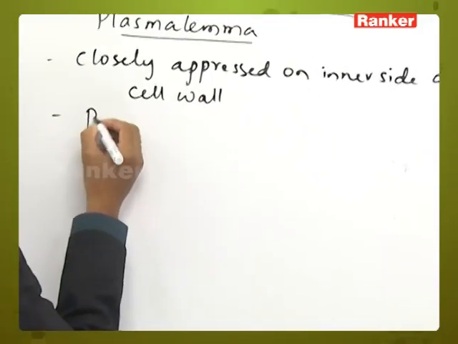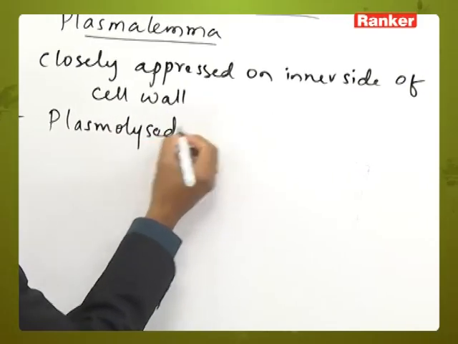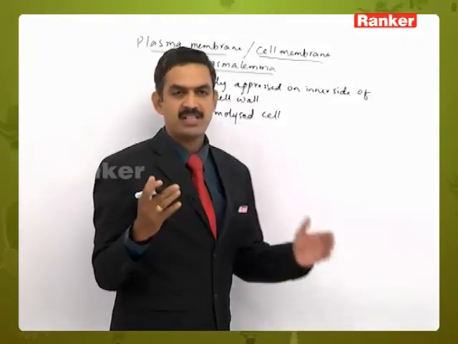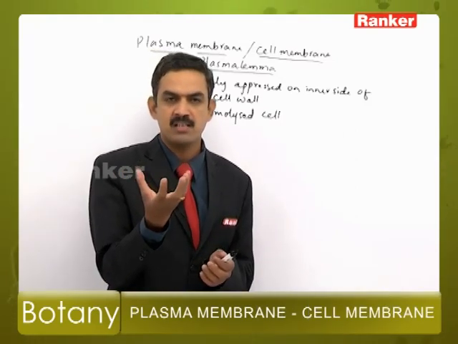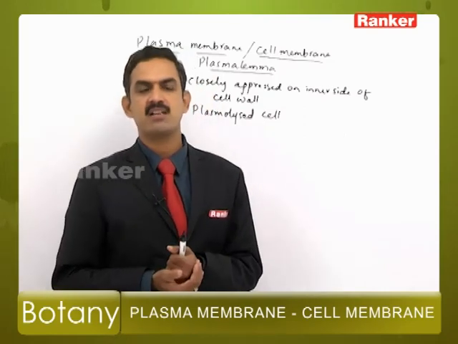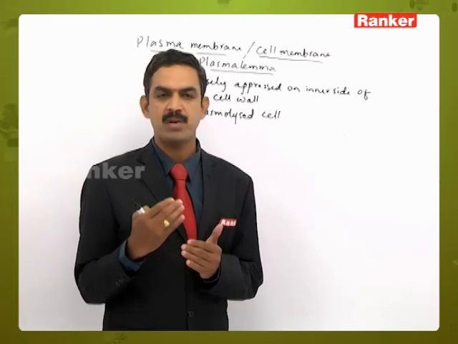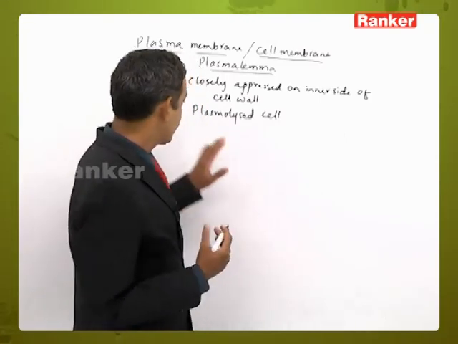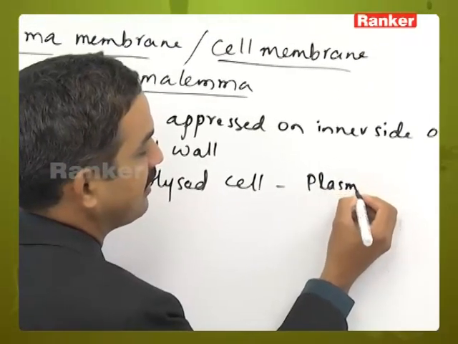But when do we observe this structure? In a plasmolysed cell. Plasmolysed cell means when exosmosis occurs, the water goes out of the cell. At that time the cell volume will decrease, or the cytoplasmic contents will contract. At that time the plasma membrane is separated from the cell wall. So in such a plasmolysed cell, the plasma membrane is clearly seen.